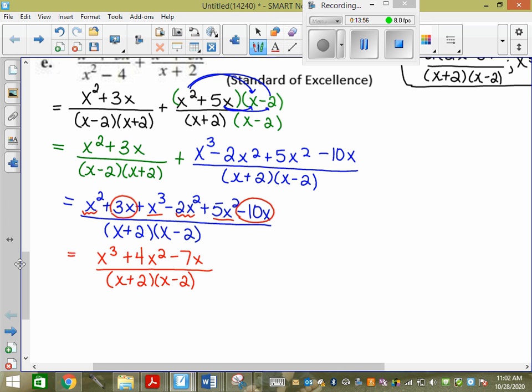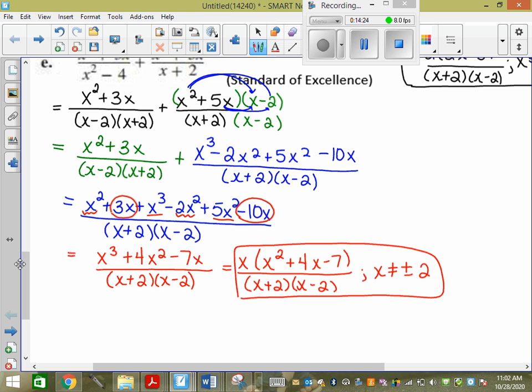I think I'm done. I want to box it, but I always have to ask myself one last thing. Can I simplify it more? I can take an x out of the top. So I'll get x squared, yep, plus 4x minus 7 over, and that can't factor, x plus 2, x minus 2. And then x cannot equal plus or minus 2 because nothing cancels. Okay?